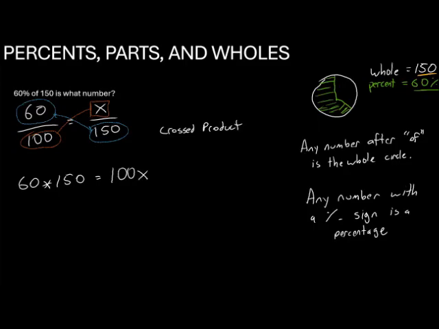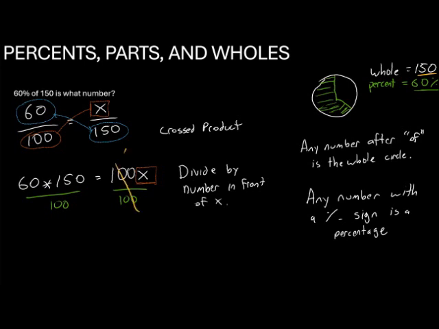Now to solve for this x that we are after, we're going to divide by the number that's in front of the x. That's 100. Therefore, we'll write divided by 100 on both sides. When we have 100 over 100 on the right, these will both cancel out and leave the invisible 1. Therefore, I can say that 1x is equal to 60 multiplied by 150 divided by 100.